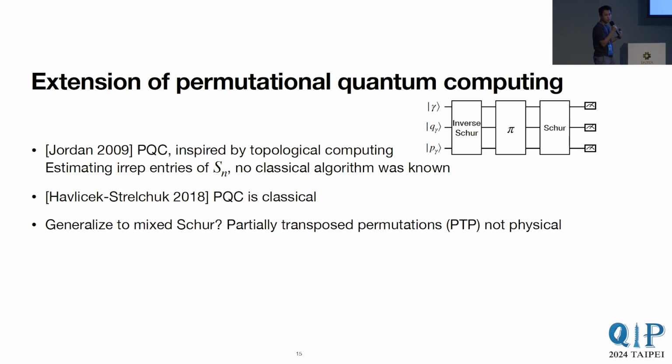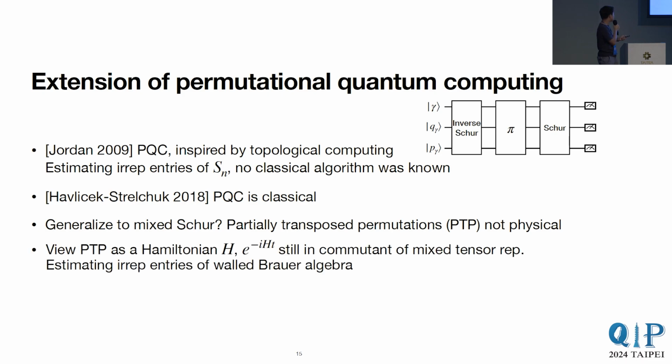So now, given that we have this mixed Schur transform, the natural question is to generalize this to the mixed case. The naive thing that we could do is prepare the state in the mixed basis and then measure in the mixed basis at the end. So what do we do with the permutation? We cannot naively replace the permutation by a partially transposed permutation because these are not physical.